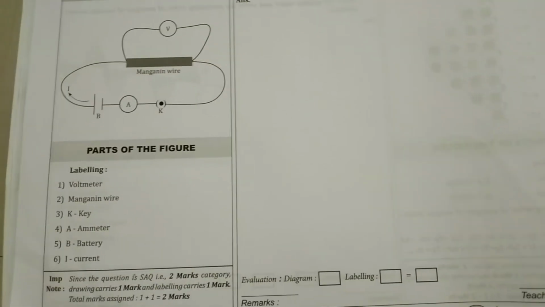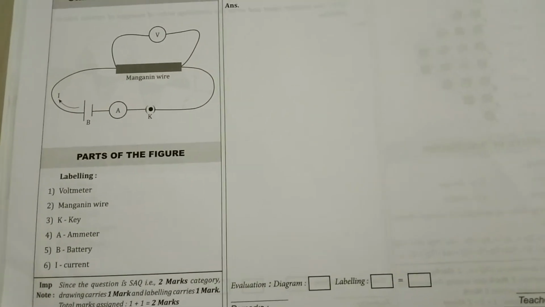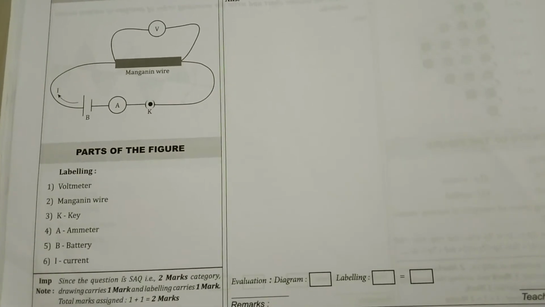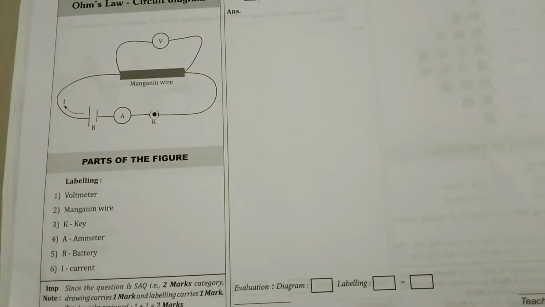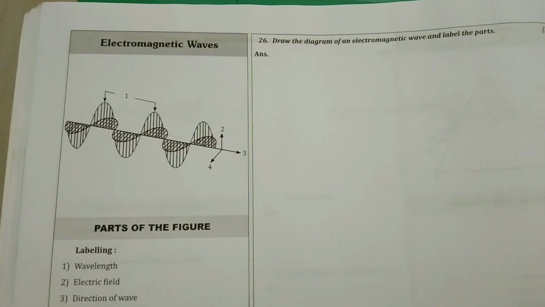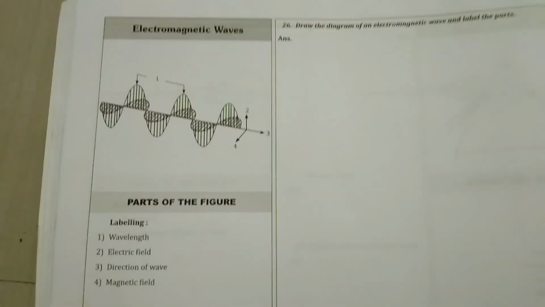Key and current is passing through the wire, right? So here drawing the diagram carries 1 mark and labeling carries 1 mark. Total marks assigned is 2 marks. Okay children. Next, draw the diagram for an electromagnetic wave and label the parts.